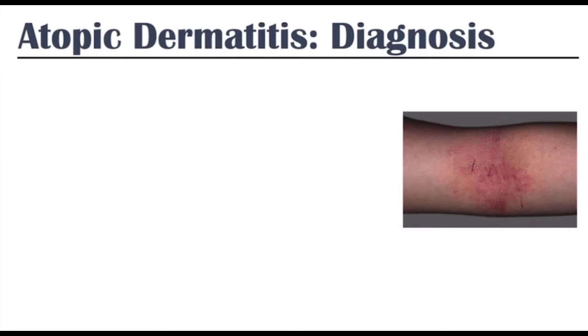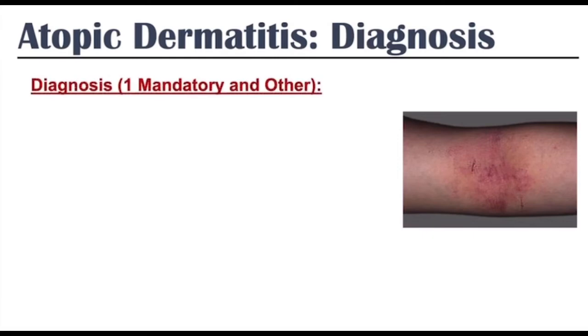However, there's also a more objective criteria-based diagnosis we can use as well from a United Kingdom working group. So I generally like this one. So with this diagnosis, it's more of an objective checklist-based type of diagnosis. So with regards to this diagnosis, what we need is 1 mandatory and 3 other criteria.